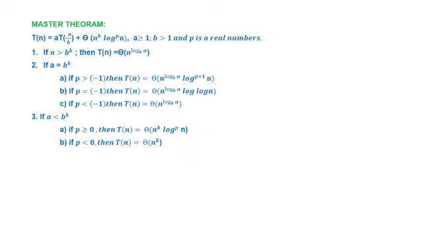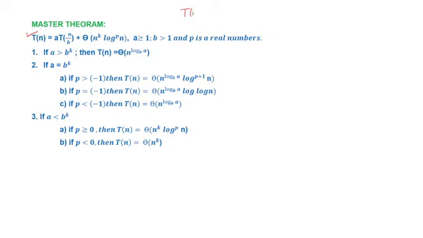So basically Master's Theorem can be implemented only if your recurrence relation is in the form of T(n) = a T(n/b) + theta of n to the power k log to the power p n, where a should always be greater than or equal to 1, b should always be greater than 1, and p is some real number. So only if the recurrence relation is in this form, then we can apply the Master's theorem.